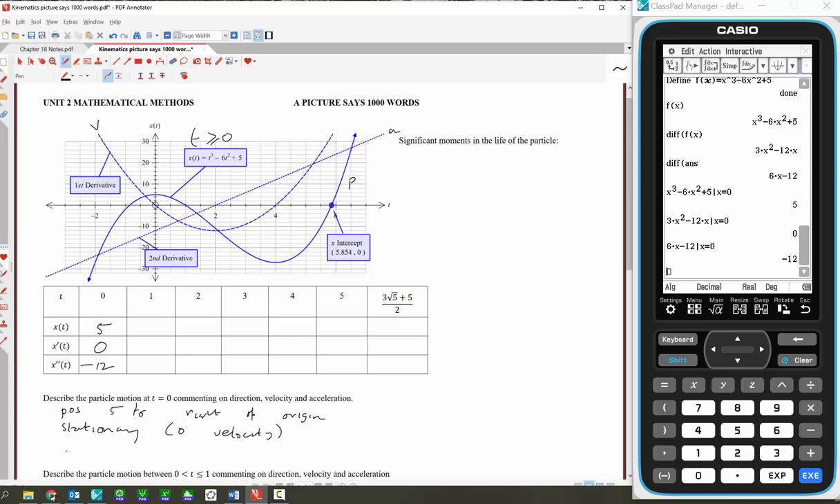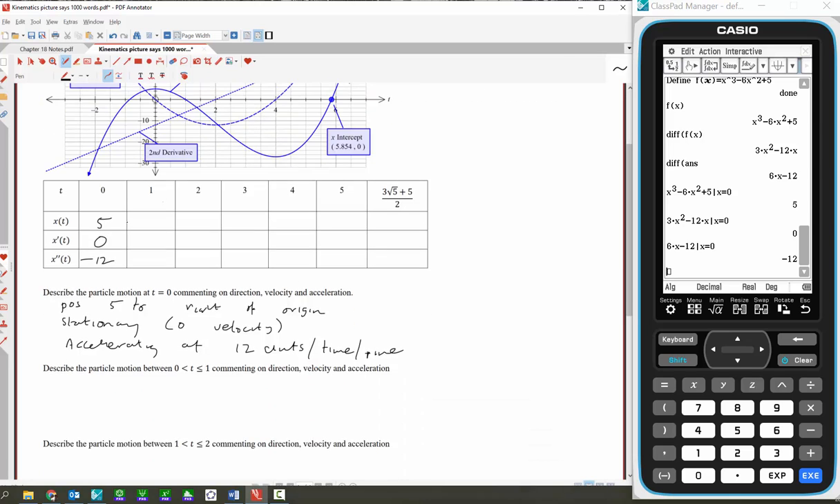Okay, so we're going to say stationary, accelerating at 12 units per time, whatever it is. Right, describe the particle motion between 0 and 1.